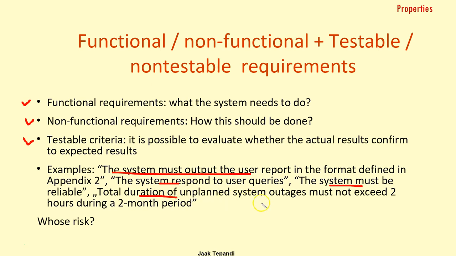Well, if we take this, total duration of unplanned system outages must not exceed 2 hours during a 2 months period, this seems a better thing. So it involves some clear criteria for deciding whether this requirement is fulfilled or not. But here is a caveat here too, because it doesn't say anything about in what conditions this duration of system outages must not exceed 2 hours during a 2 months period.